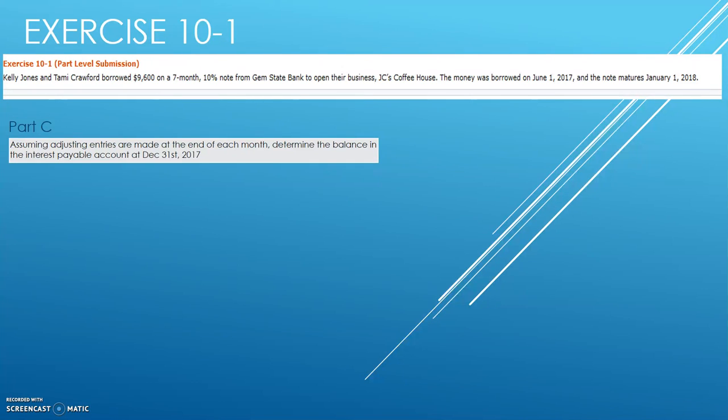We could easily multiply what we learned from the first month in Part B times 7, or we can do it the right way and use the equation again here. $9,600, the face value of the note, times 0.10, the interest rate of the note, and then multiply that by 7/12, which is 7 of 12 months, which is the length of the note. And we come up with $560. That would be our balance in interest payable.